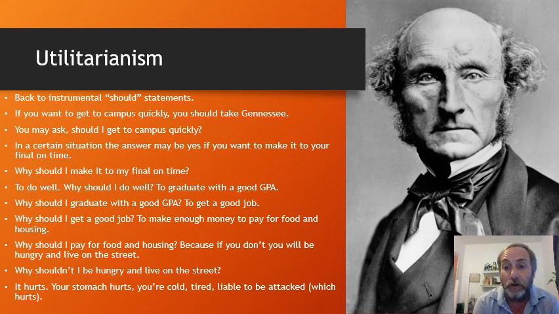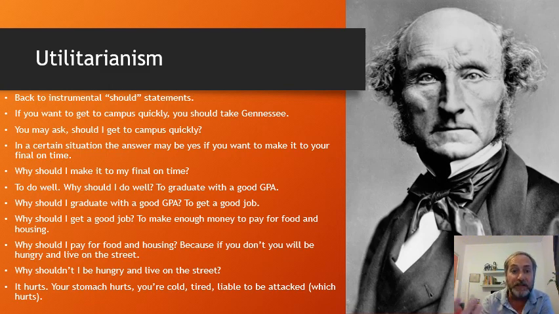So first ethical theory I'll talk about today, utilitarianism. So this is John Stuart Mill here, this photo, right? He's kicking around in the 1800s. To understand utilitarianism, right, their answer to what is the ultimate should, let's go back to our example of how do I get to campus quickly, right? And I tell you, oh, you should take Genesee. But you may want to ask sort of a further question, which is like, should I even get to campus quickly? Is that something I should do? Because if that's not something I should do, then I shouldn't take Genesee.